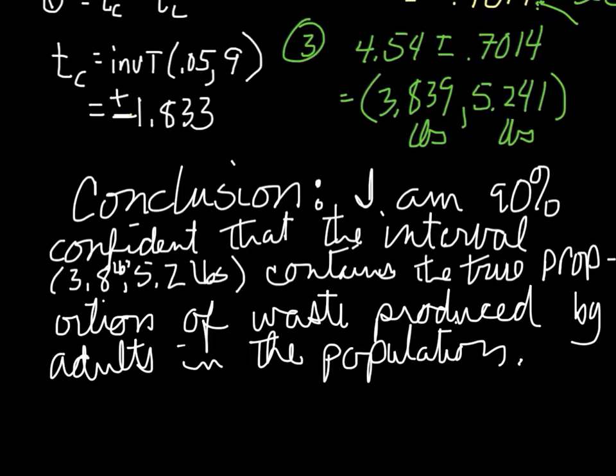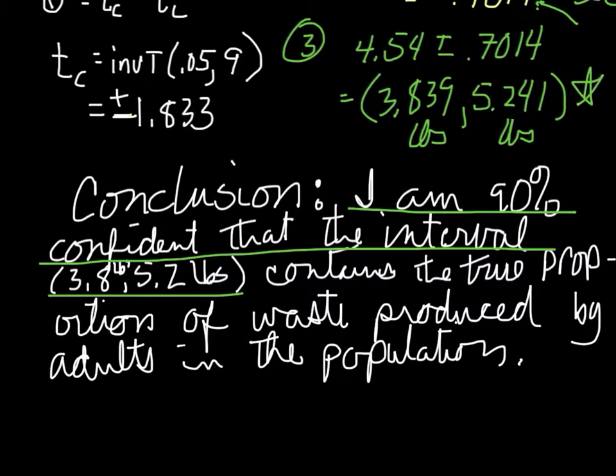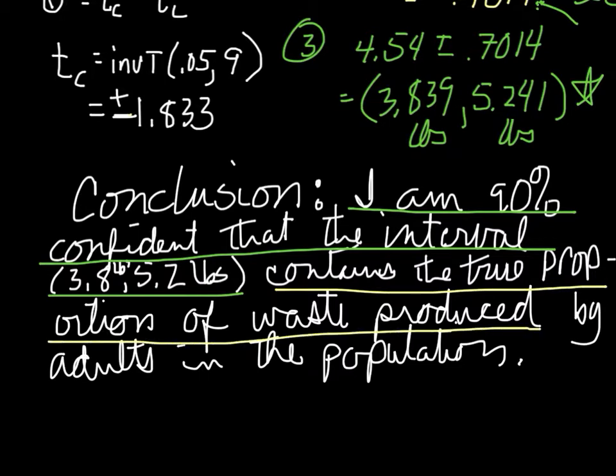So let's examine this conclusion really quickly. The first thing you are confident in is the interval. Why? Because you use the 90% to actually create that interval. And then, what are you confident in the interval about? You're confident that the interval contains the true proportion of waste produced by adults in the population. Now, why? You're basically confident in the interval containing the true proportion of waste produced by adults in the population of the United States, let's say, that refers back to the original problem.